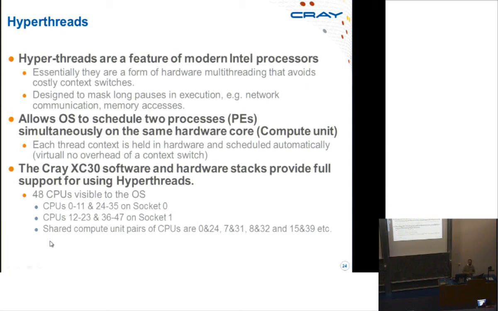Each node views itself as having 48 CPUs. CPUs 0 to 11 and 24 to 35 exist on socket 0, the first socket, and the second set of CPUs, 12 to 23 and 36 to 47, exist on the second socket. The sharing of resources happens between CPUs which are 24 apart, so 0 and 24, 7 and 31. That sharing is basically what you have to be aware of.